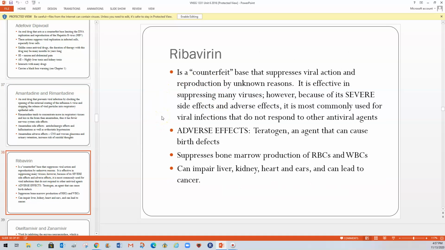Ribavirin is a counterfeit base that suppresses viral action and reproduction by unknown reasons. It is effective in suppressing many viruses. However, because of its severe side effects and adverse effects, it's most commonly used for viral infections that do not respond to any other antiviral agents. Teratogen, it's an agent that causes birth defects, so it is teratogenic. Suppresses bone marrow, can impair your liver, heart, kidney, ears, cancer. I mean, it's big time bad.